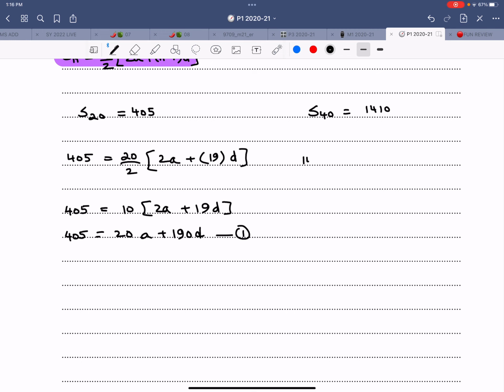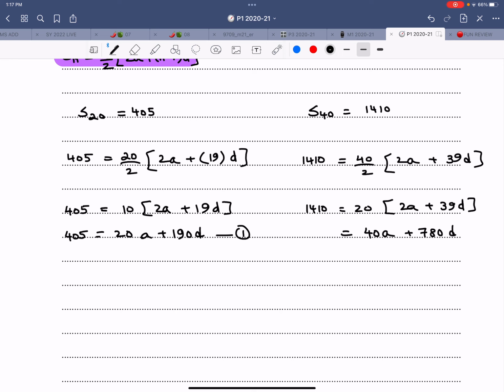Equation 2, 1410, that is 40 divided by 2, (2a + (n-1)d), where n minus 1 becomes 39d. That is 1410 equals 20 times (2a + 39d), and this is after multiplication. This becomes 40a, and 39 into 2 is 78, so that is 780d. That is your second equation.